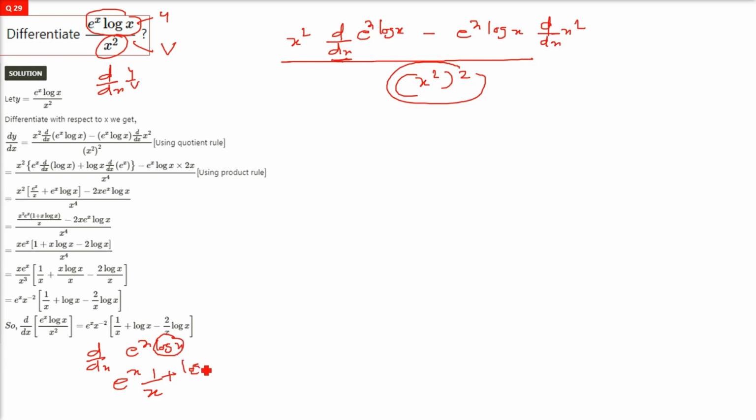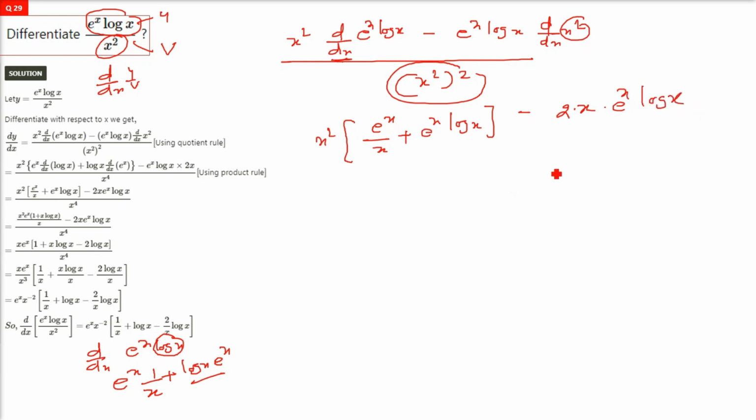So e to the power x into 1 by x, log x into e to the power x. So what do we get? X square, you can take this out, x by x plus e to the power x log x. And what do you get here? X square will be 2x. So you can just write 2x e to the power x log x.